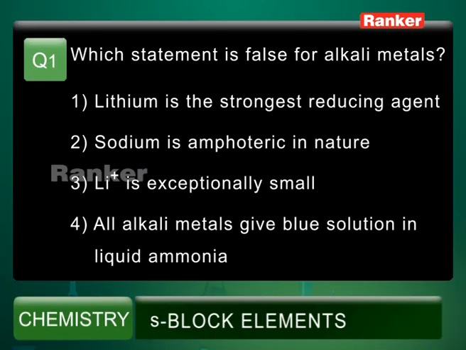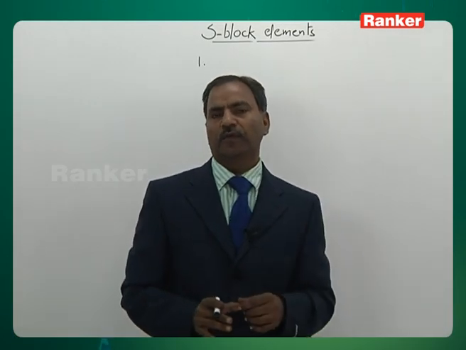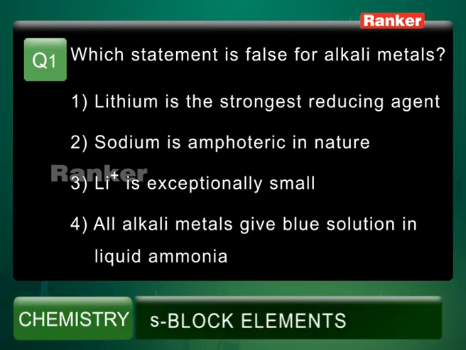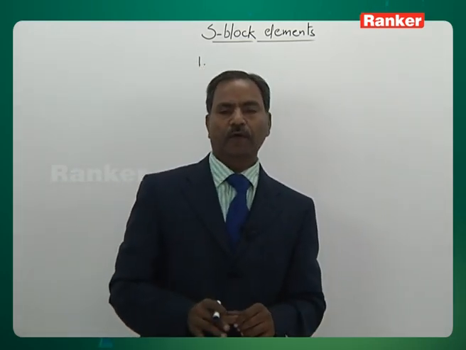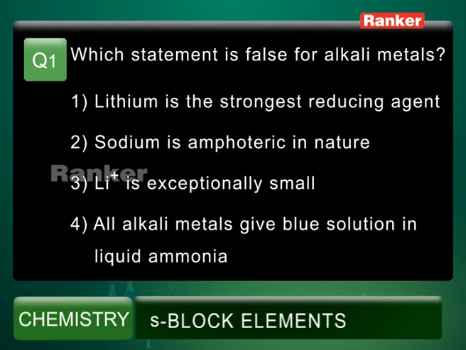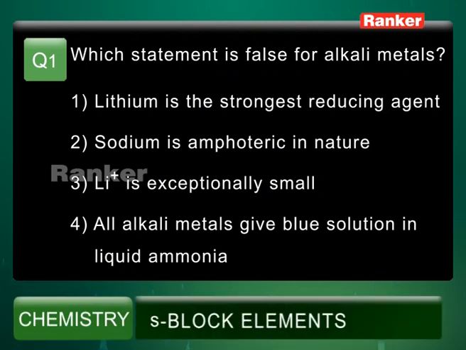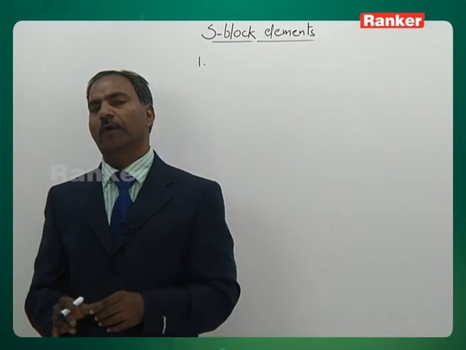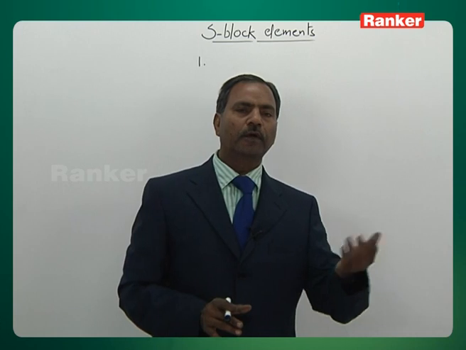Which statement is false for alkali metals? Option 1, lithium is the strongest reducing agent. Yes, it is well known that lithium among the first A group elements is a strong reducing agent. Option 2, sodium is amphoteric in nature. Option 3, Li+ is exceptionally small. Yes, Li+ is smaller. Option 4, all alkali metals give blue solution in liquid ammonia. Yes, all alkali metals dissolve in liquid ammonia producing a blue colored solution. That is their specific property.